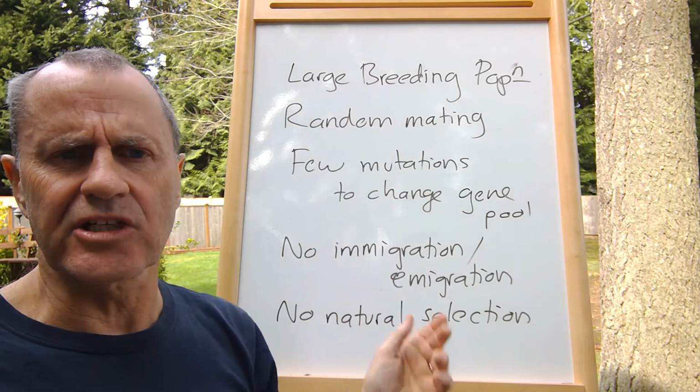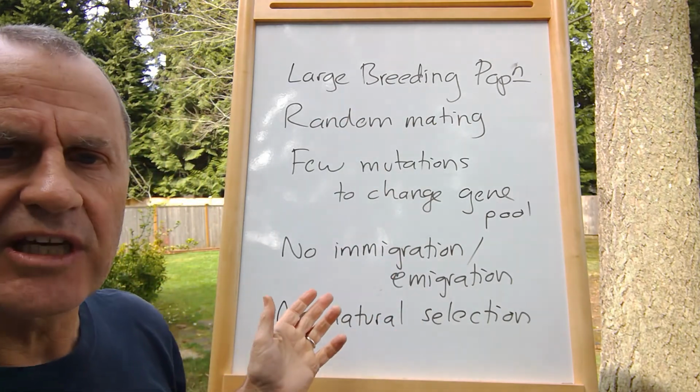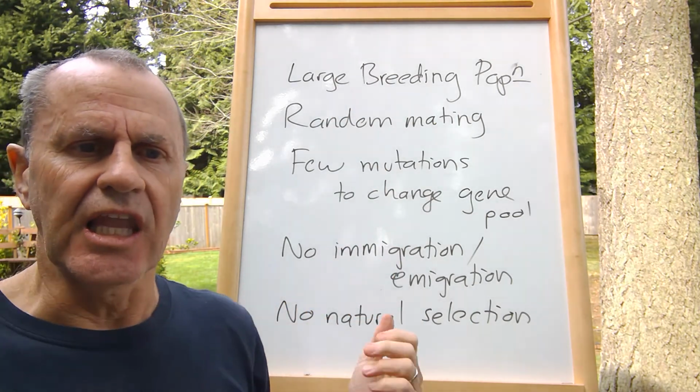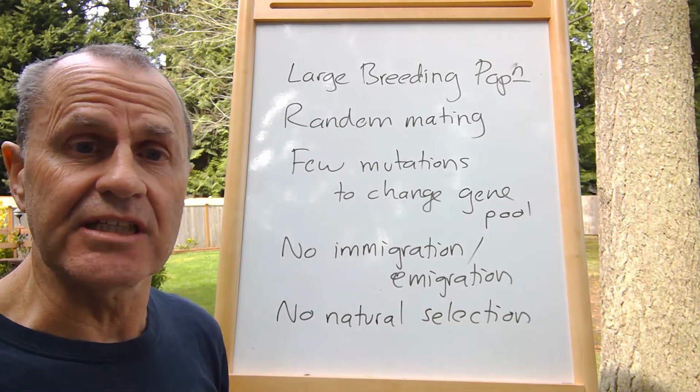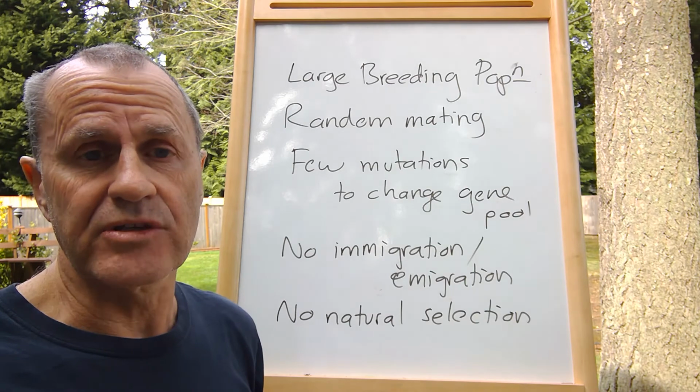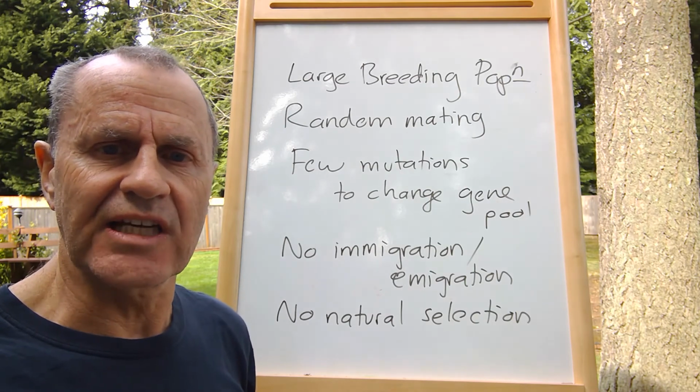If we look at these conditions, if we satisfy those, then we get a fairly stable population, a large gene pool, and in the next video we're going to look at how it is that the recessive allele stays fairly stable.